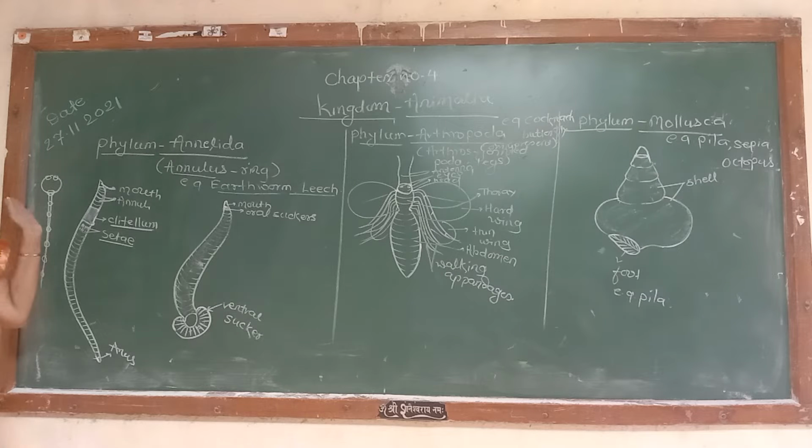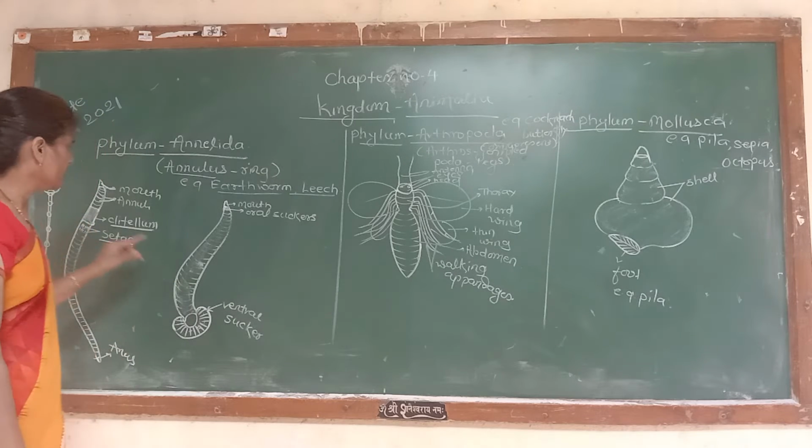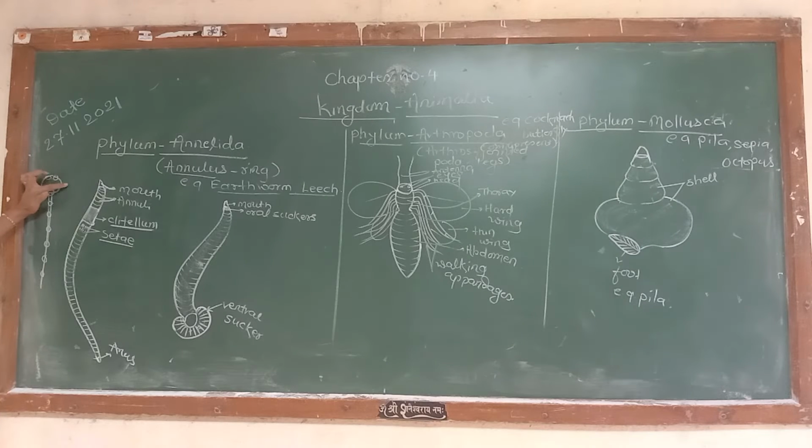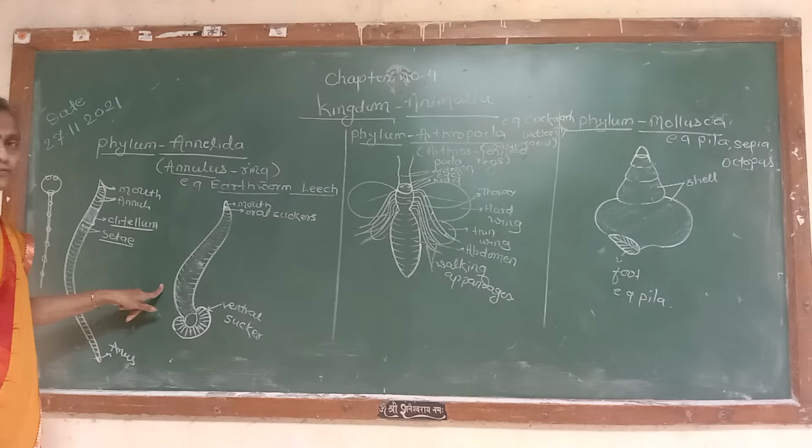Now, in these animals, both the sex organs are present in one and the same animal, and that is known as hermaphrodite. Hermaphroditism takes place in that animal. So, the condition of presence of two sex organs in one and the same animal is known as hermaphrodite. Now, the second example, that is in case of leech.